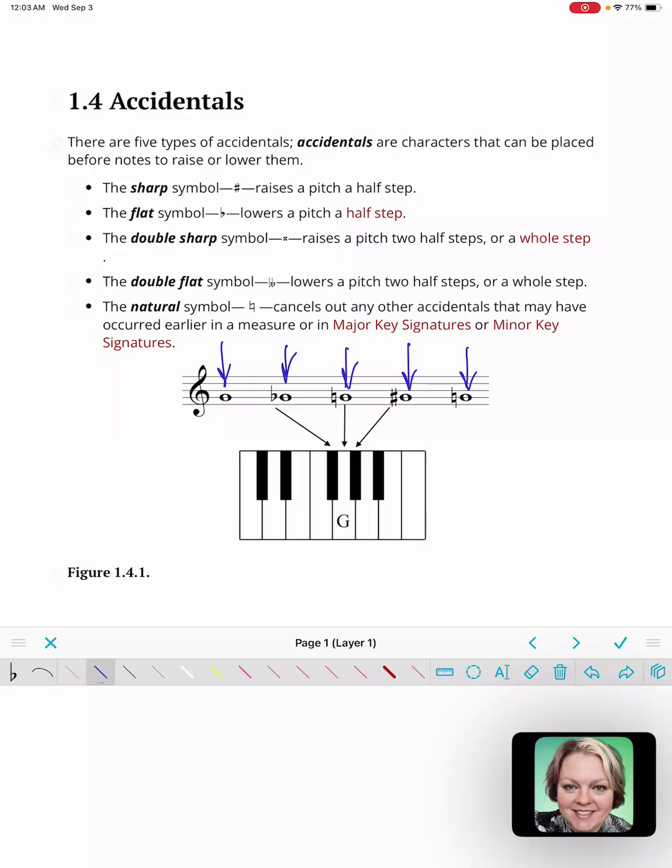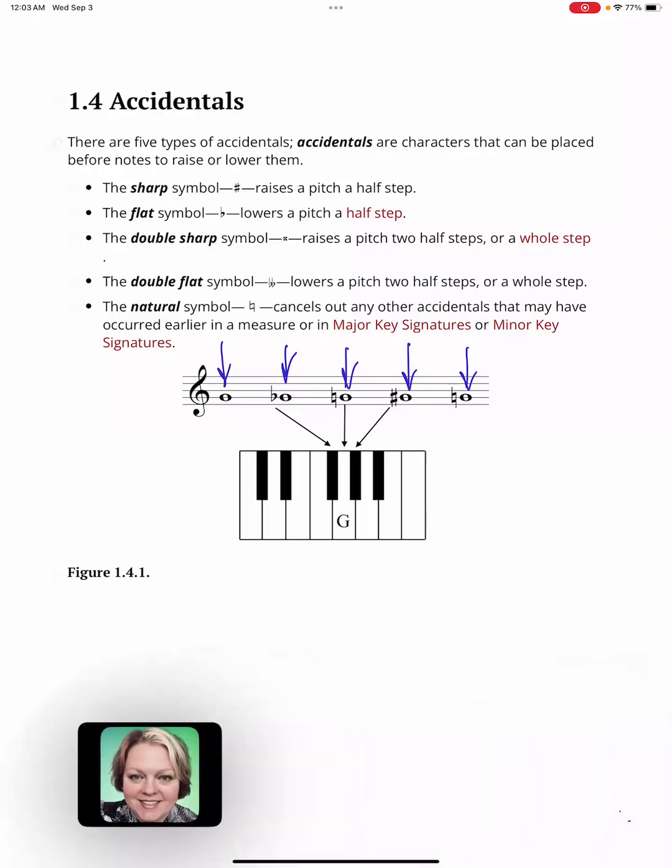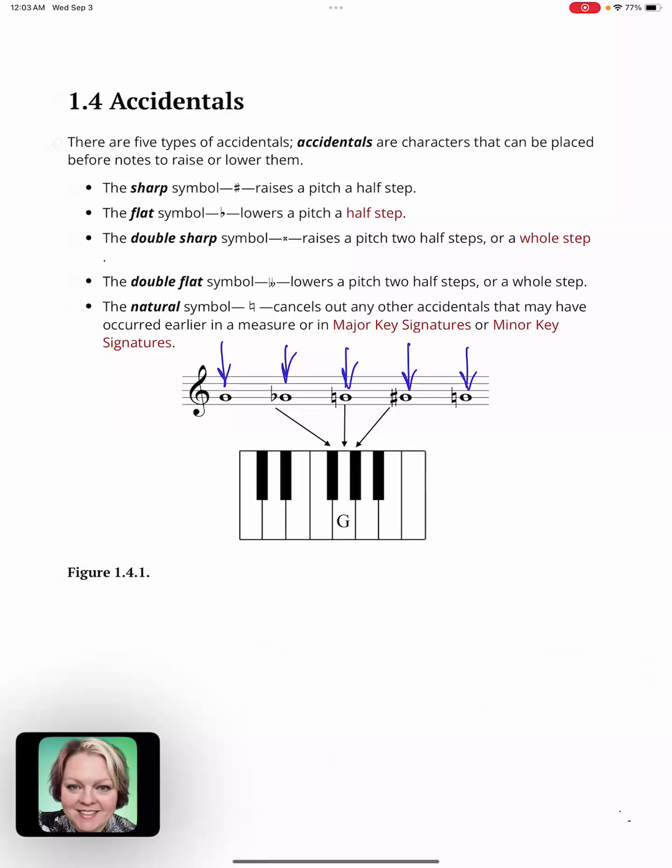Okay, so that's your sharps and flats. Biggest ones to remember: sharps, flats, naturals. Double sharps, double flats, you don't have to worry about them so much. Although there are practice exercises at the end of this chapter and they use them there. But beyond that, you're just not gonna see them a lot. That's a good thing actually, because those are a little bit more involved.